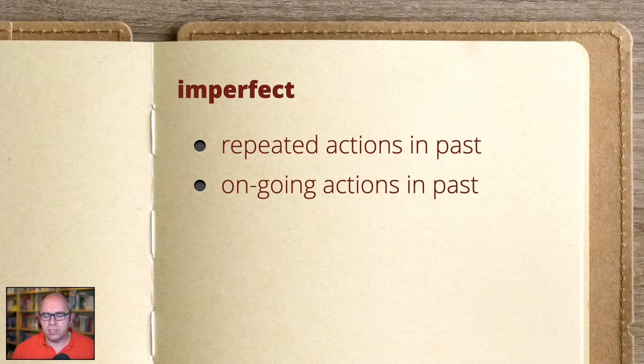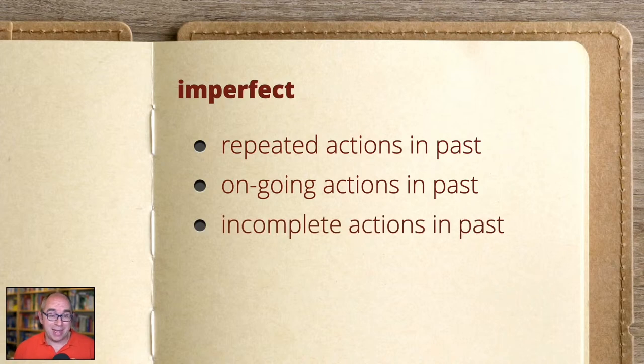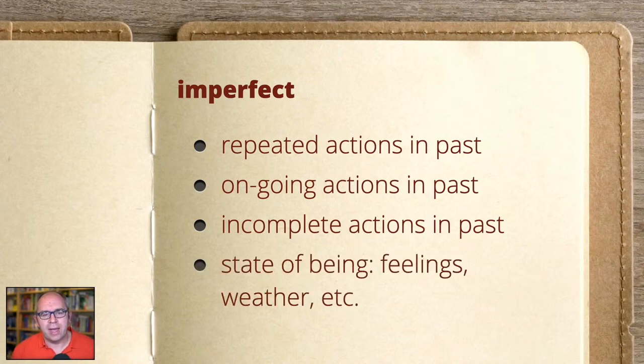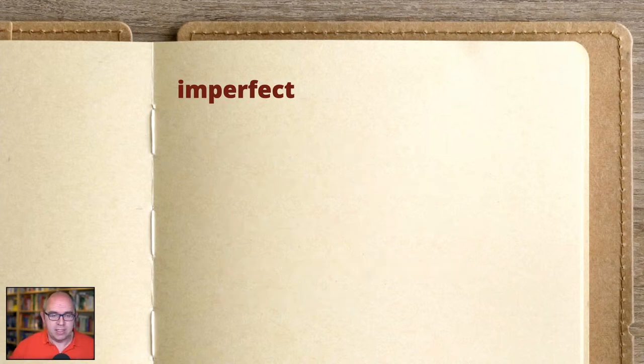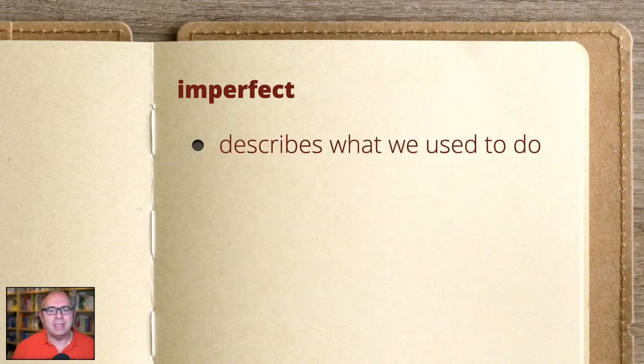So repeated actions in the past, ongoing actions in the past, and very crucially, incomplete actions in the past. Things that happened in the past and they're still happening, or they were happening for some time in the past. And it's also used for a state of being when you're talking about feelings or weather, descriptions. And indeed, let's take that descriptions a little further. It describes what we used to do.